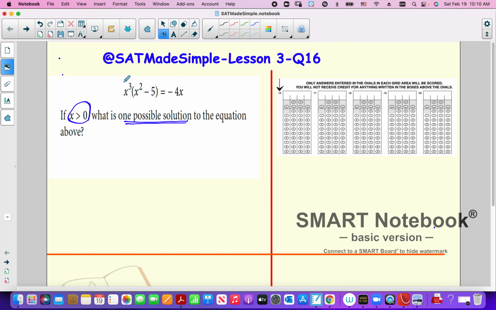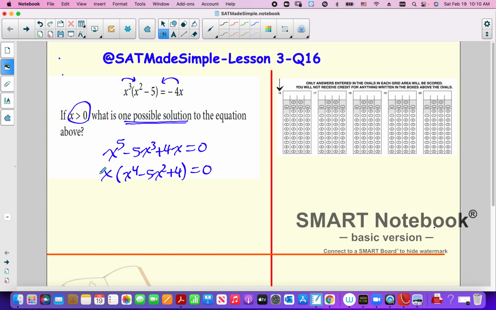So let's introduce x cubed to the bracket and move minus 4x to the other side. We get x to the power 5 minus 5x cubed plus 4x equals 0. Take x as a common factor, and it'll be x(x to the power 4 minus 5x squared plus 4) equals 0.